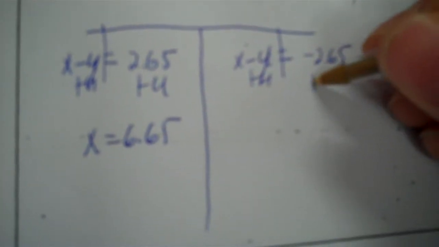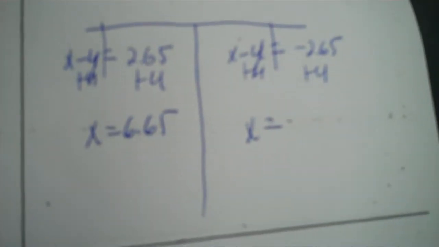Or negative 2.65, not a problem. But those aren't your answers for x. That's your answers for H. To find your answers for x, you bring in the 2.65 there, and then negative 2.65 there. See, it's positive and negative. Okay, then you just add 4, and x would be 6.65. Then you add 4, and negative 2.65 plus 4 is going to give me 1.35.